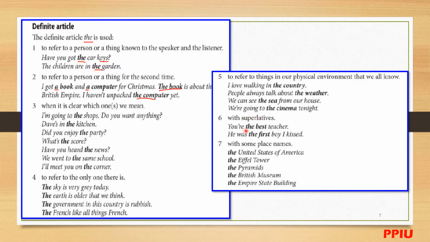Adjectives have comparative and superlative forms, so the superlative measures the best, the most beautiful, for example. Number 7: with some place names, like the United States of America, the Eiffel Tower, the Pyramid, the British Museum, the Empire State Building. So some places or names we use it with as well.